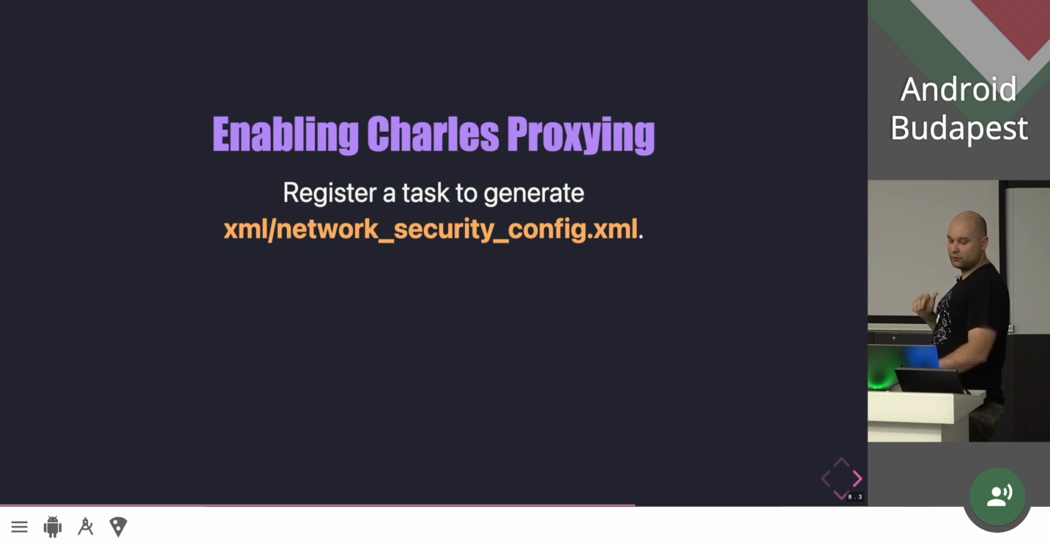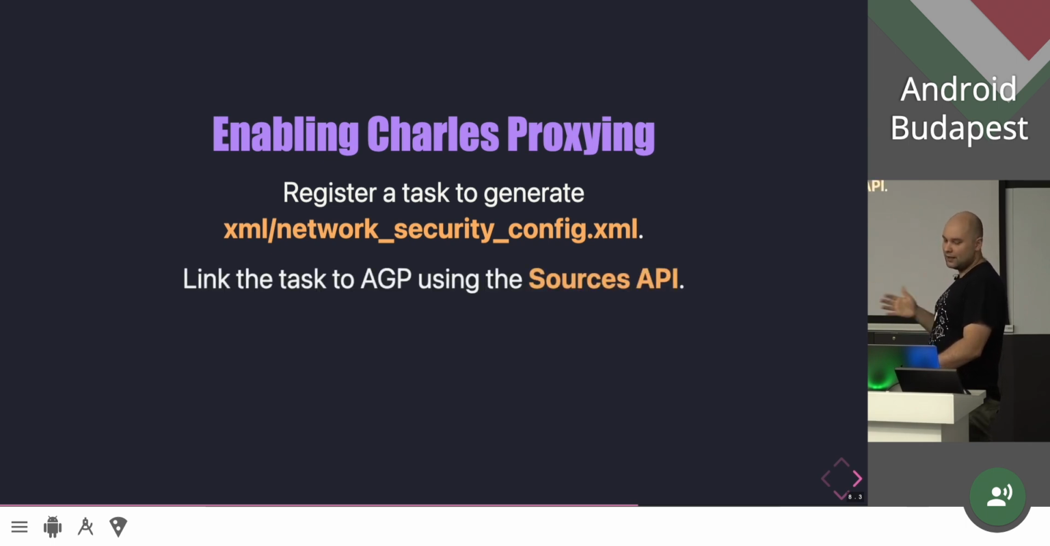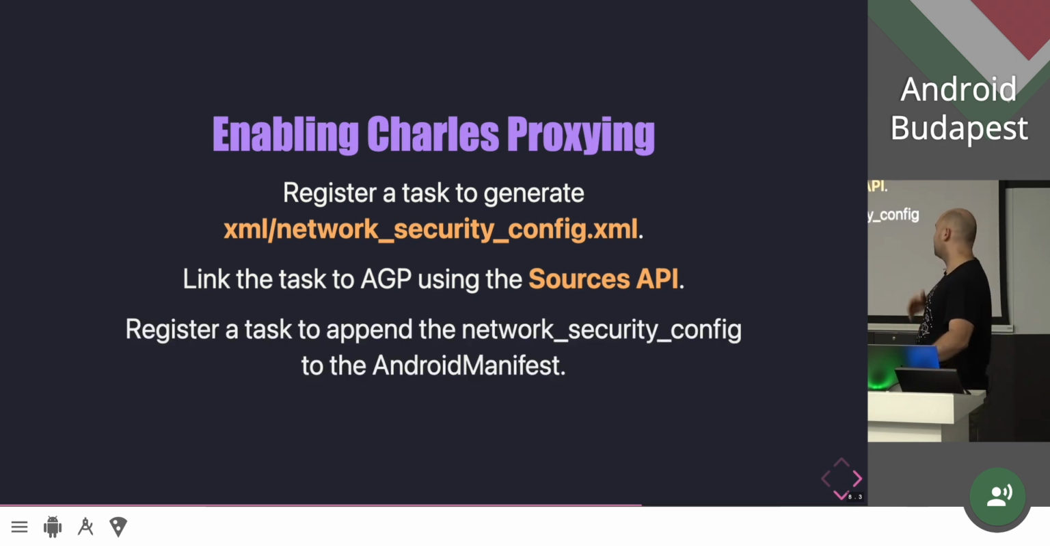So, enabling Charles proxy: again, creating an XML folder. In the inside folder, we will create another XML file. Naming here is not important, whatever you like, but it will be important for the later task. We need to link this task to the sources API. This is coming out of the variant. Again, variant, remember, it's a Gradle object which you can configure and should configure. This is its purpose.